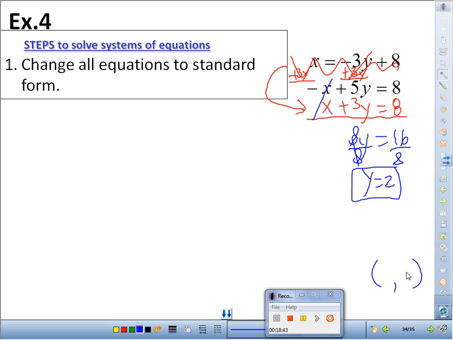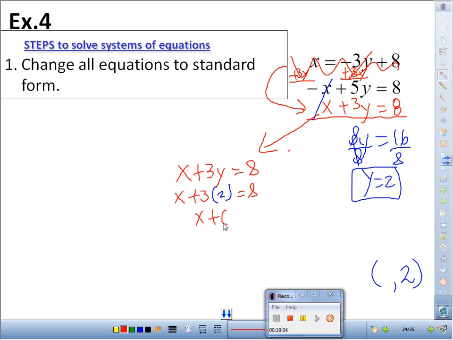So on my solution, this is 2. I need to solve for x. So I'm going to bring this one, x plus 3y equals 8. But instead of y, it's 2. Bring everything else down. x plus 3 times 2 equals 8. x plus 6 equals 8. Minus 6, minus 6. x equals 2. So our solution is 2, 2. Solution. Hands if you got that by yourself.